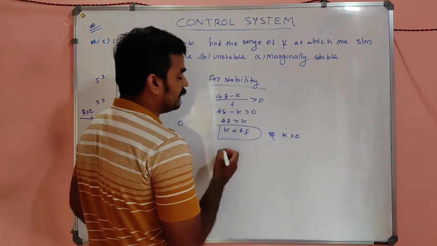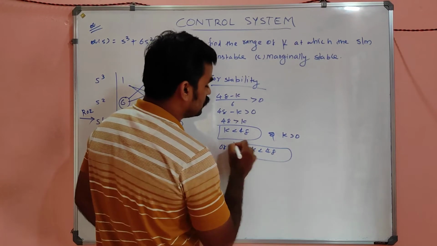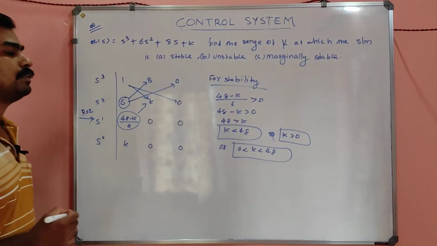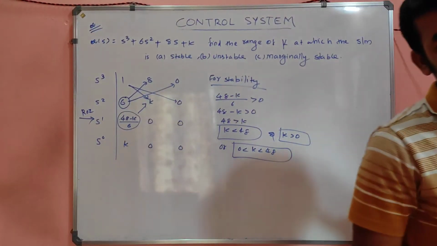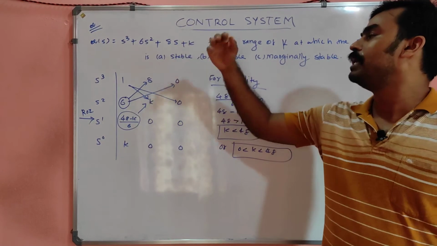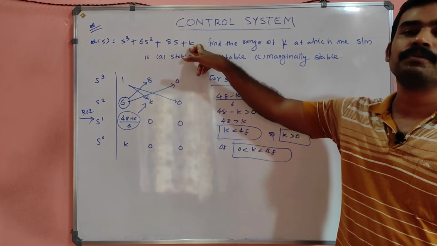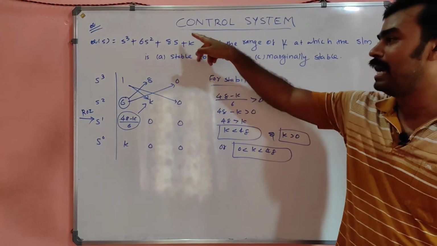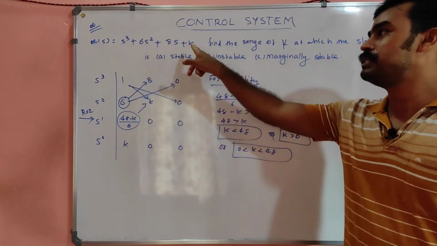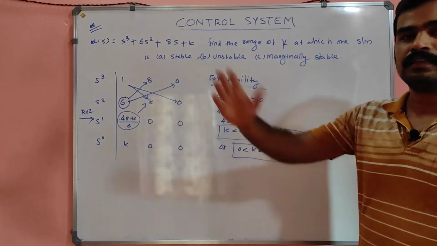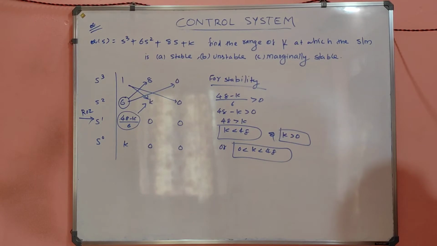So combinedly, I can write 0 less than k less than 48 will be the range of k at which the system is stable. So up to 48, if you substitute any value, say 10, 5, 37, or 47, the system will be stable. If I substitute k equal to 50, it will go to instability. Is it clear, my dear?